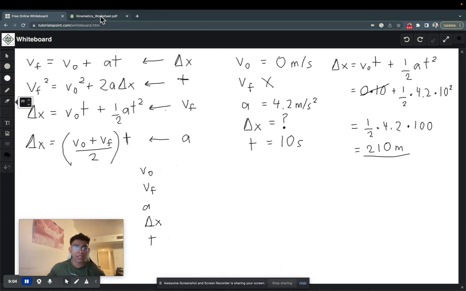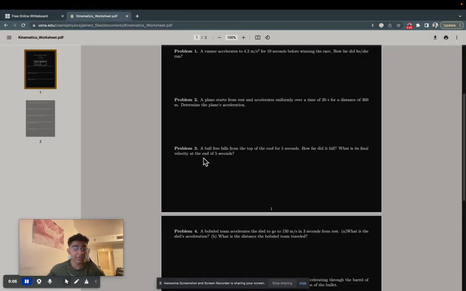All right. So again, at this point in the video, feel free to pause and try solving this third problem on your own. All right, problem 3. A ball free falls from the top of a roof for 5 seconds. How far did it fall? And what is its final velocity at the end of 5 seconds?